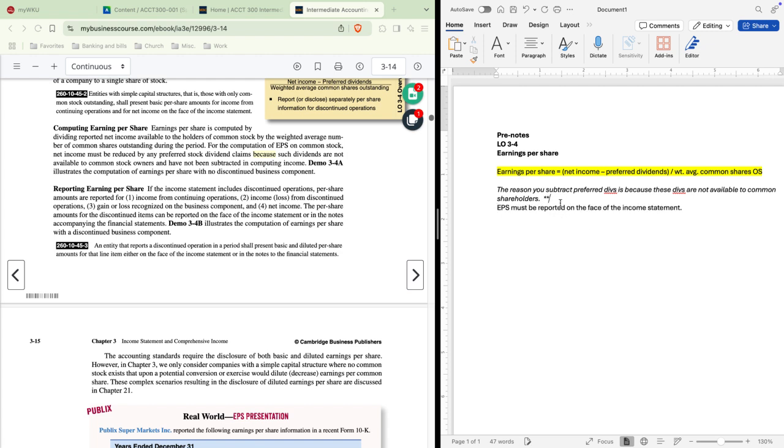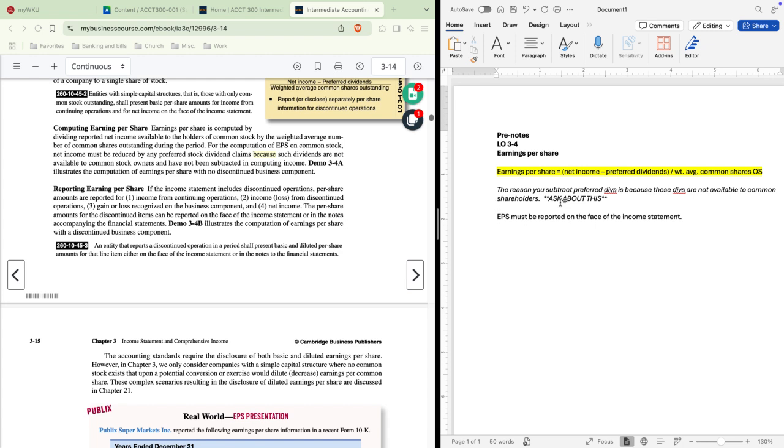Somewhere about this, ask about this, right? So when I get to class, in the next class period, when the professor is talking about this formula, I can raise my hand. I can say, hey, I know that I'm supposed to subtract preferred dividends, but I don't really understand why. And that's a really good question because that's the kind of question that could easily show up on an exam.